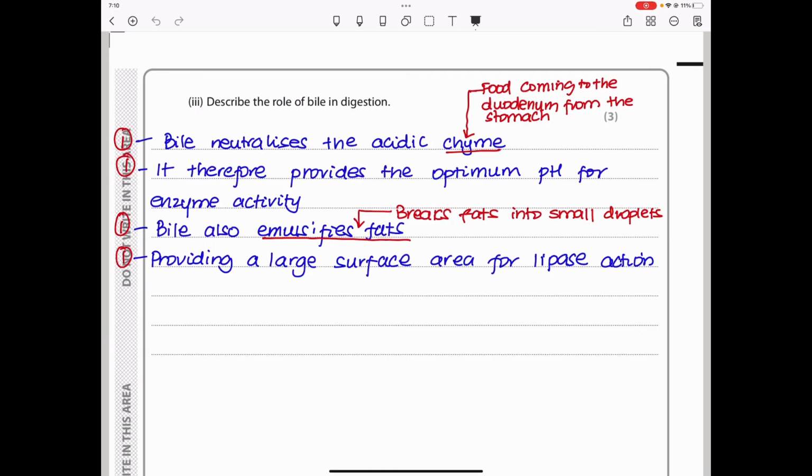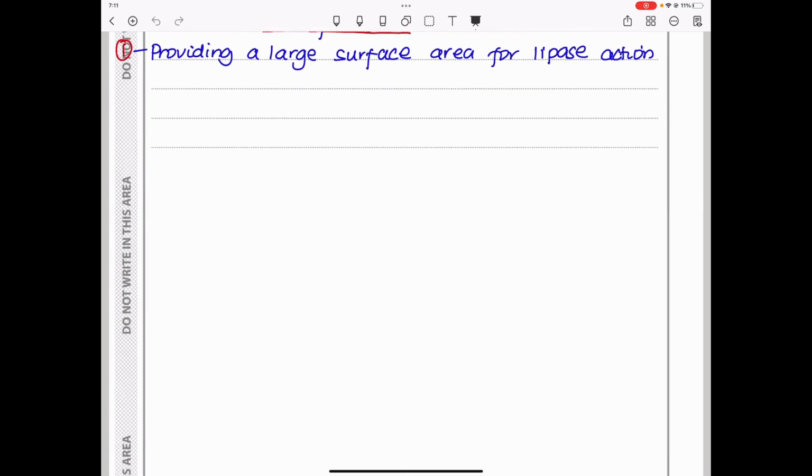So I say bile neutralizes the acidic chyme. It therefore provides the optimum pH for enzyme activity. The enzymes I'm talking about are the enzymes from the pancreas as well as those from the walls of the small intestine. Then I also said bile emulsifies fat. This is breaking down the fat into small droplets, providing a large surface area for lipase action. So that is the purpose of bile.